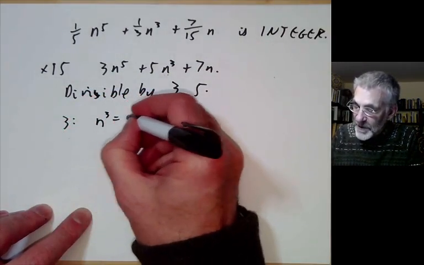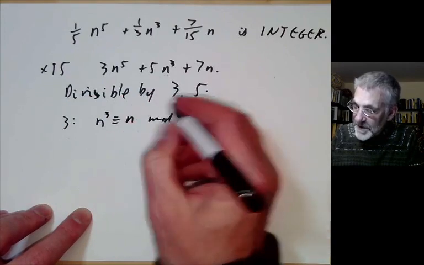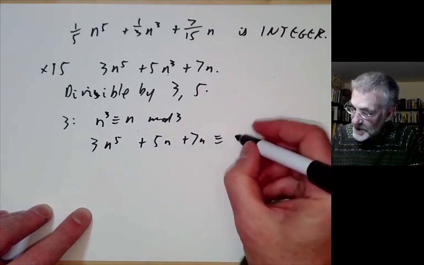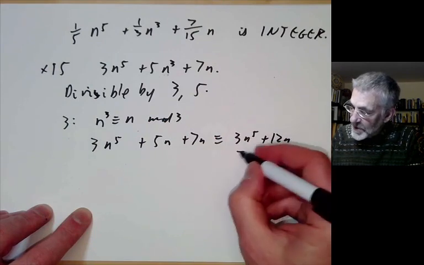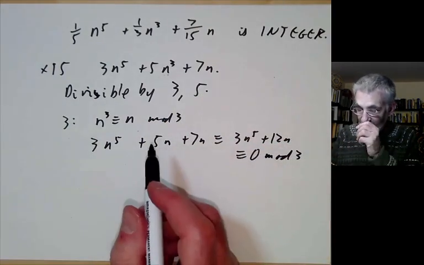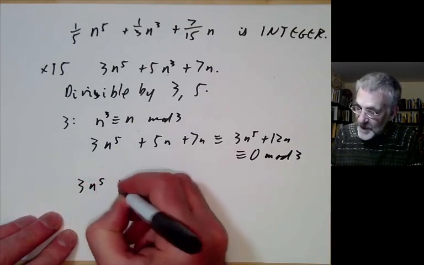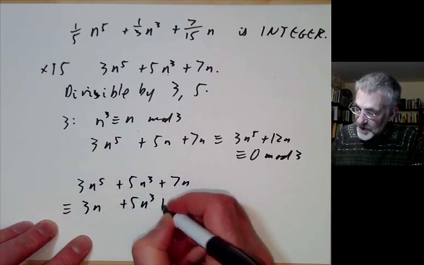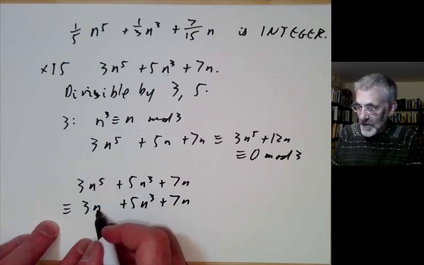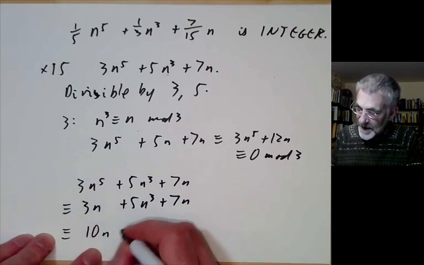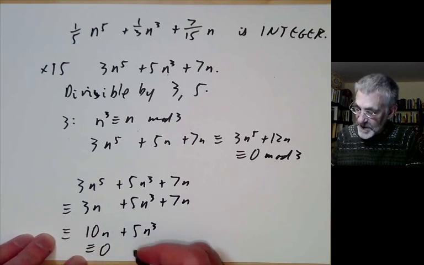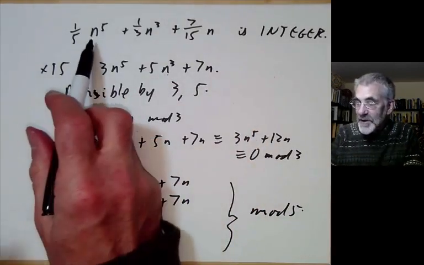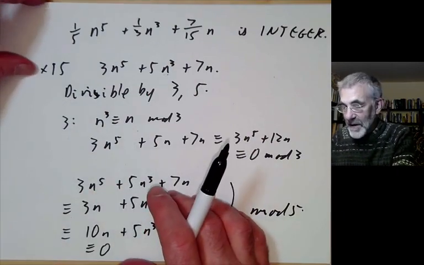Well, now let's check divisibility by 3. We know n cubed is congruent to n mod 3, so this becomes 3n to the 5 plus 5n plus 7n, which is congruent to 3n to the 5 plus 12n, which is obviously divisible by 3. And we can do the same thing for 5. We have 3n to the 5 plus 5n cubed plus 7n is now congruent to 3n plus 5n cubed plus 7n, and here we've used the fact that n to the 5 is congruent to n. And this is congruent to 10n plus 5n cubed, which is obviously congruent to 0, and this is all done modulo 5. So Fermat's theorem easily shows that this funny looking expression is also always an integer.